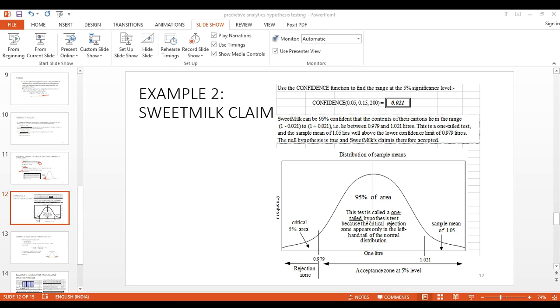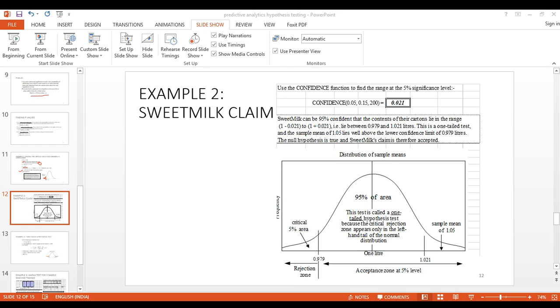Yeah, and that means our null hypothesis is true. We cannot reject the null hypothesis that the average amount of milk in one bottle is more than or equal to 1 liter. So this is using Microsoft Excel. One can easily do the hypothesis testing. Some more examples I'll show you.